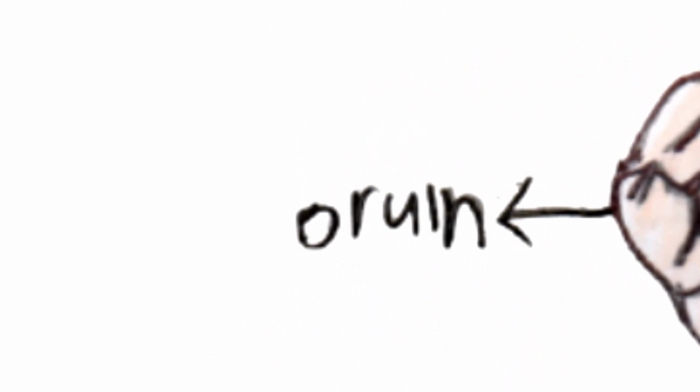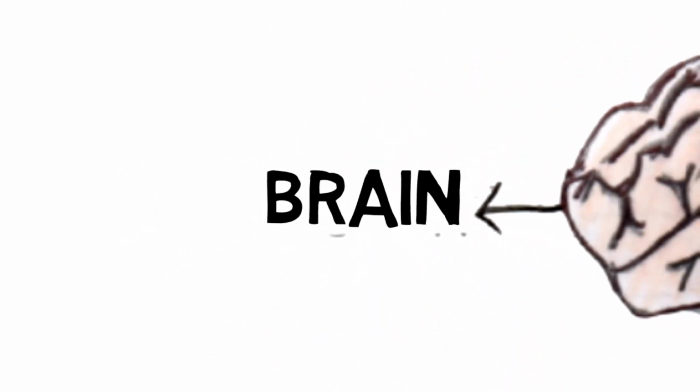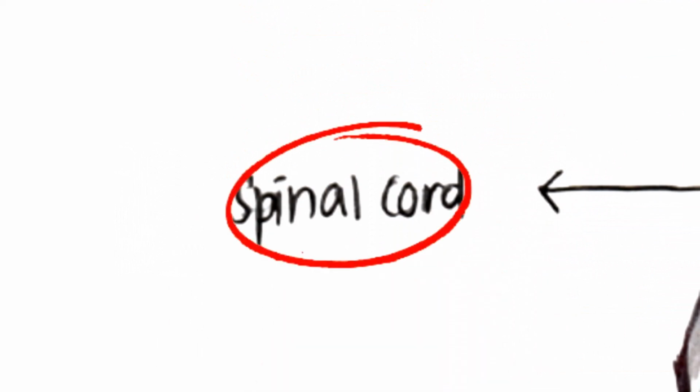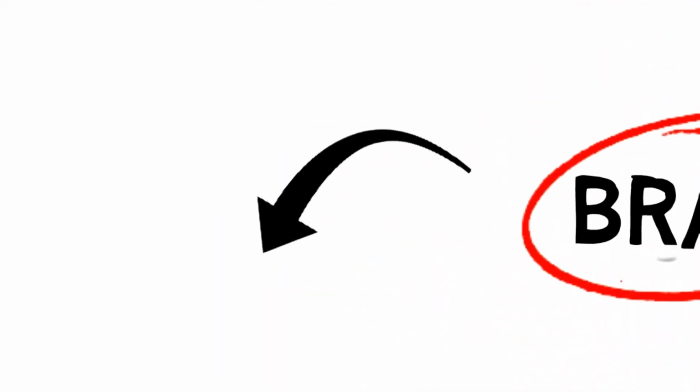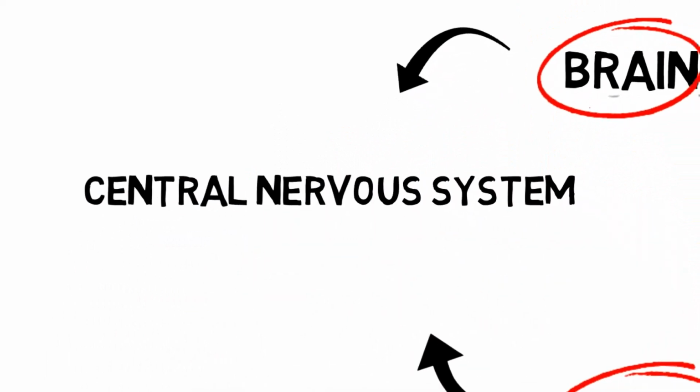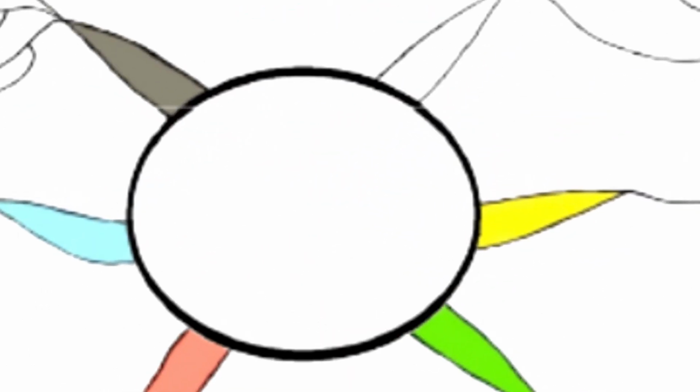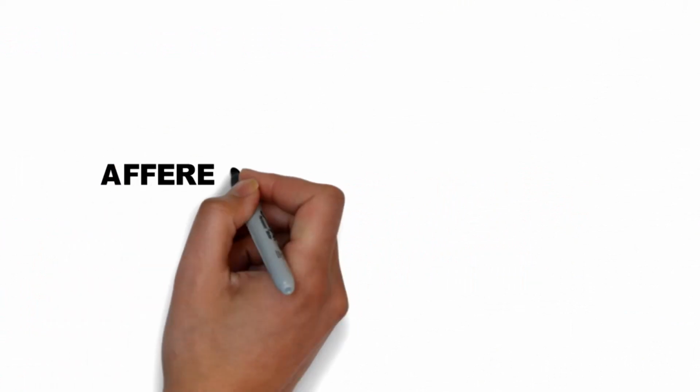Now, let's move on to cranial nerve. First thing you need to know is nervous system. Brain and spinal cord involved in central nervous system. Afferent pathway, orbital sensory innervation.